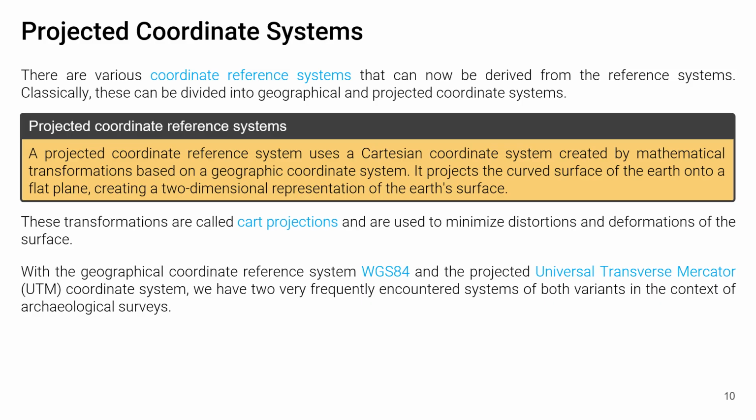With the Geographical Coordinate Reference System WGS84 and the Projected Universal Transverse Mercator or UTM coordinate system, we have two very frequently encountered systems of both variants in the context of archaeological surveys.